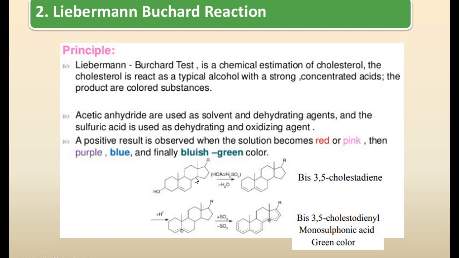This is the structure of cholesterol, which on reaction with acetic anhydride and H2SO4 will produce bis 3,5-cholestadiene, and bis 3,5-cholestadiene will further produce bis 3,5-cholestadienyl monosulfonic acid. Because of the presence of this bis 3,5-cholestadienyl monosulfonic acid, there is the appearance of green color in the test tube.